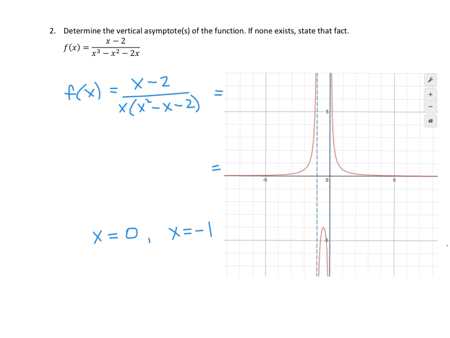Now if we look at a graph of our rational function here, we do see where our vertical asymptotes are, x equals 0 and also x equal to negative 1. Notice how as our function approaches negative 1 from the left, our function is approaching positive infinity. As we approach negative 1 from the right, our function is approaching negative infinity. At x equals 0, we also have a vertical asymptote because as we approach 0 from the left, our function is approaching negative infinity, and as we approach 0 from the right, our function is approaching positive infinity.